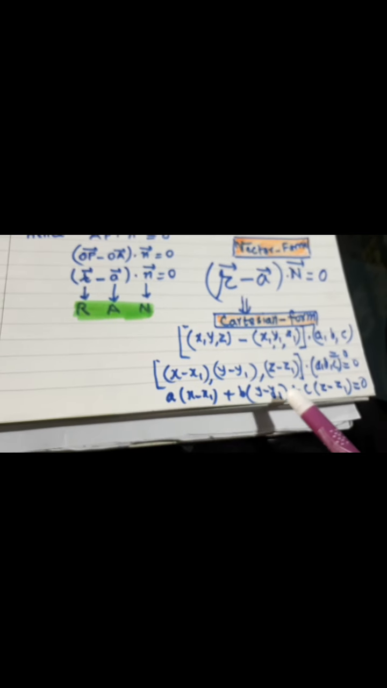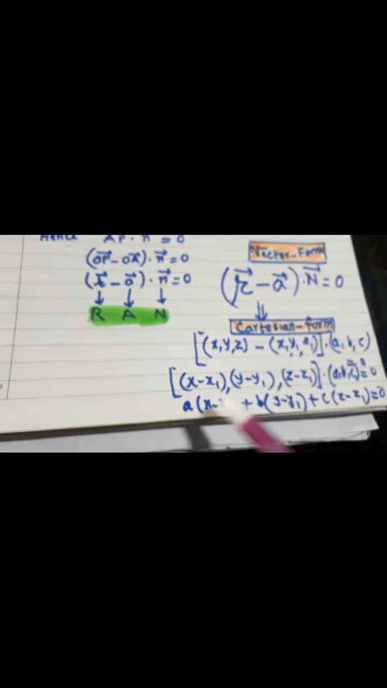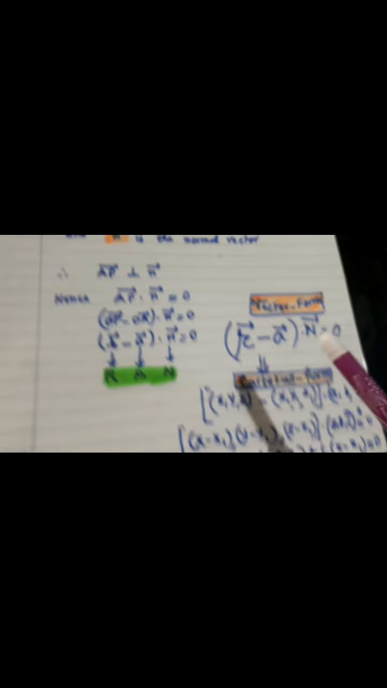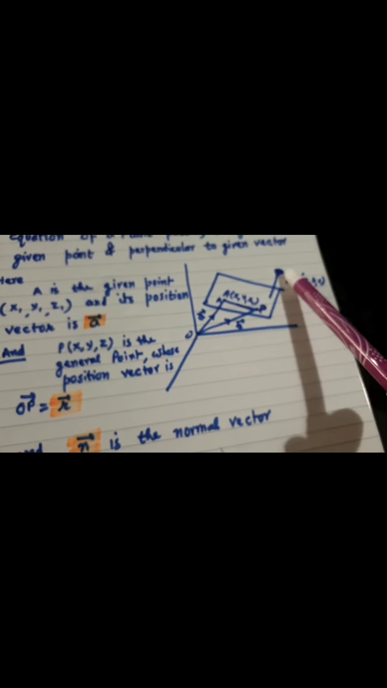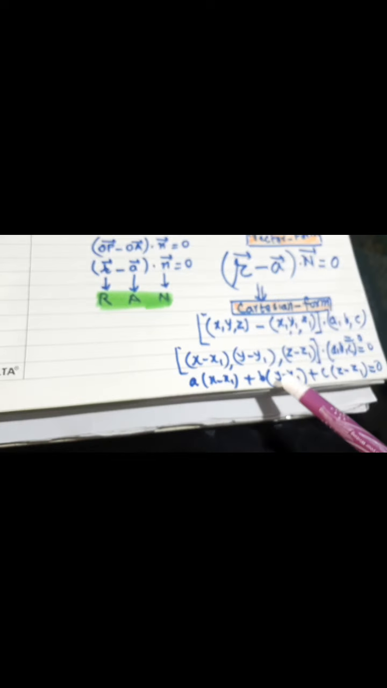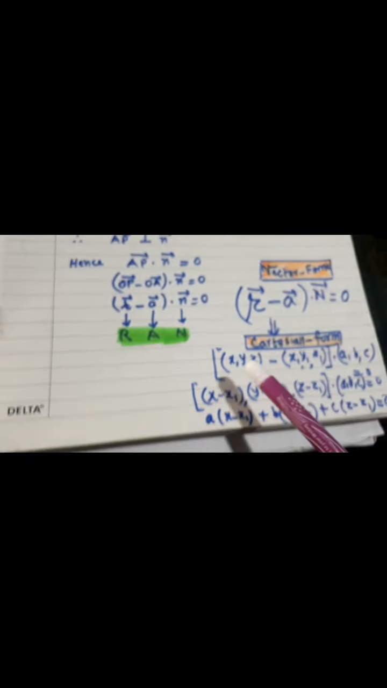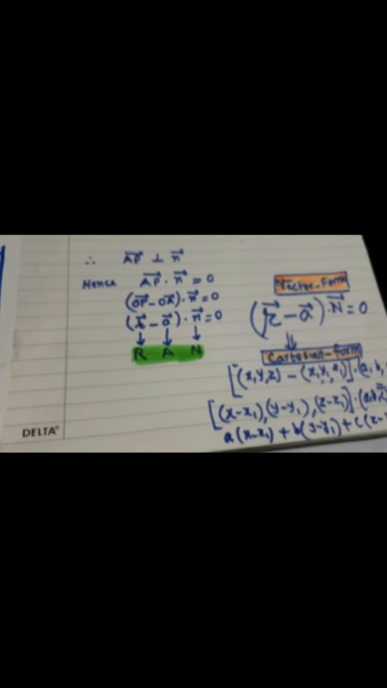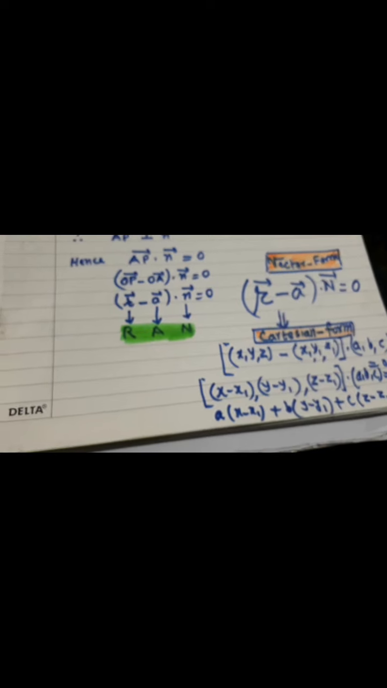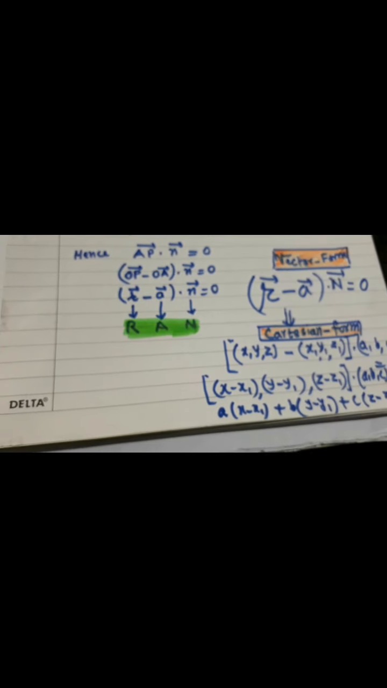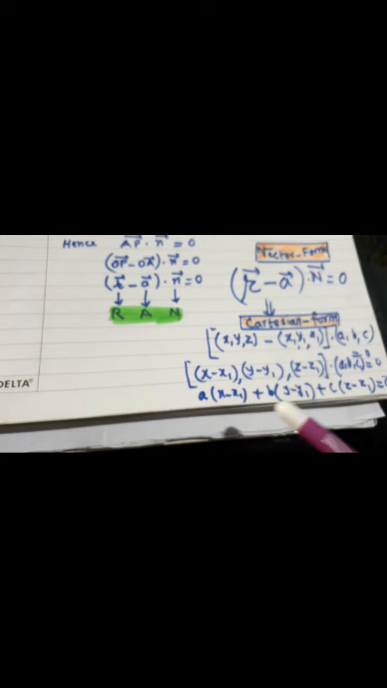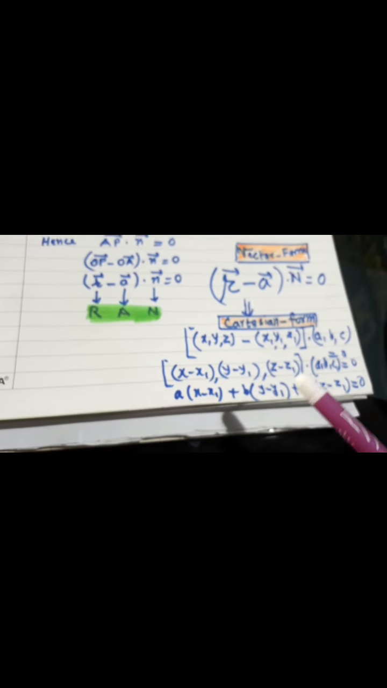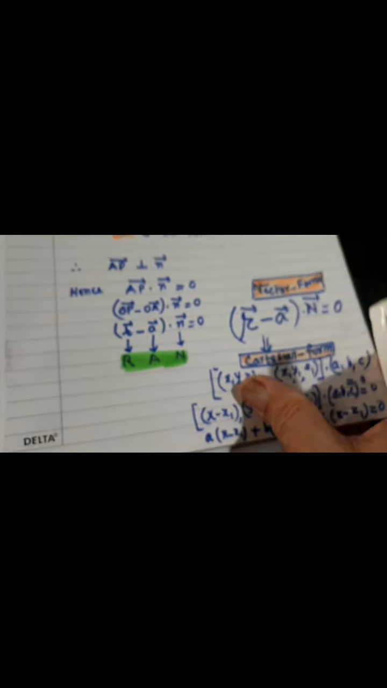It is passing through the point x1, y1, z1, and a, b, c, look here, are the coordinates of the perpendicular vector. So these coefficients are the normal. a, b, c is the normal, that is n. So the coefficients are the normal vector in the 1 point form. So it is a into (x minus x1) plus b into (y minus y1) plus c into (z minus z1). Let us go further.